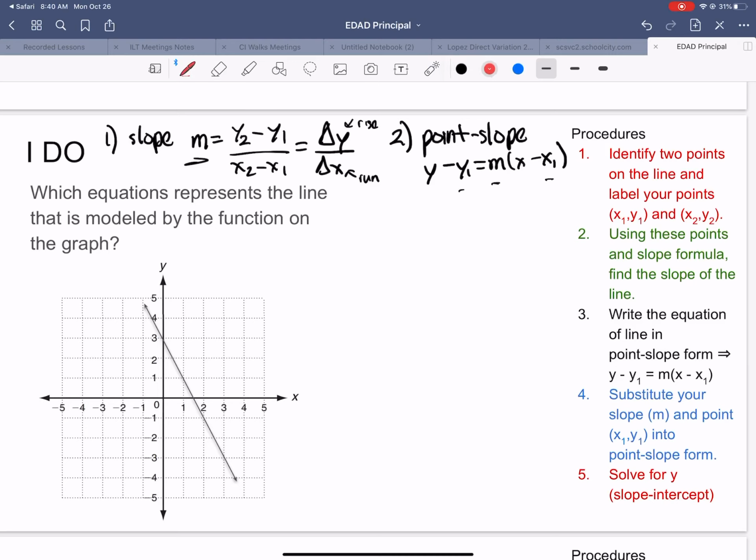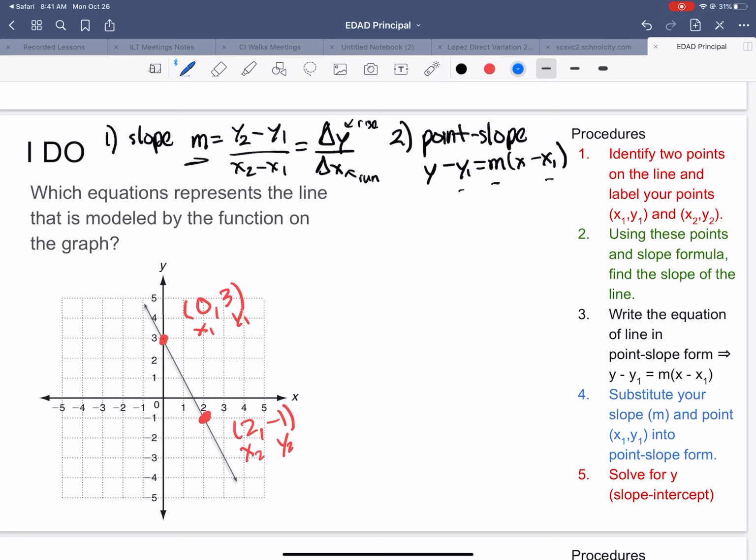First thing, identify 2 points on the line and label your 2 points. I need 2 points. So I see one right here, that's going to be (0, 3), and I'm going to label that one x1, y1. I'm going to find a second point. I see one right there, that is (2, -1), and I'm going to label that one x sub 2, y sub 2. Now, honestly, you could label them either way. The upper point could be x2, y2, or the bottom one could be x1, y1. Doesn't matter, as long as x1, y1 are always together. You cannot separate them. If you do, you will end up with a mistake.